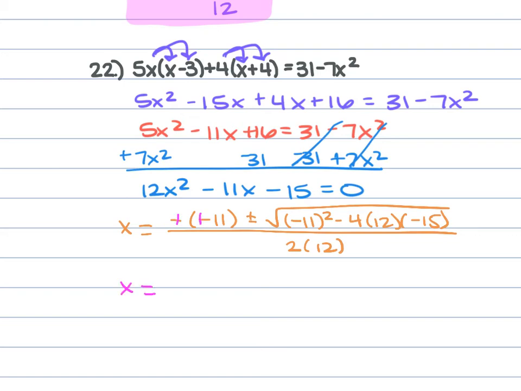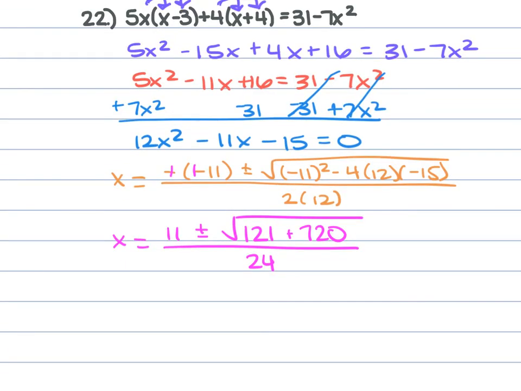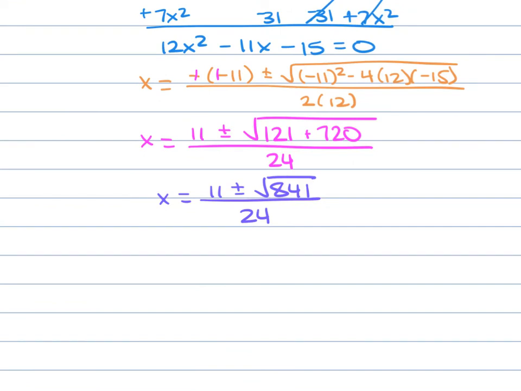From here, we're going to have a positive 11 plus or minus the square root of 121 minus 4 times 12, which is 48, times 15 is 720. This is going to be a positive, and this is all over 24. So the 720 plus 121 gives us 841. So x is equal to 11 plus or minus the square root of 841 all over 24. The square root of 841 is 29. So x is equal to 11 plus or minus 29 over 24.